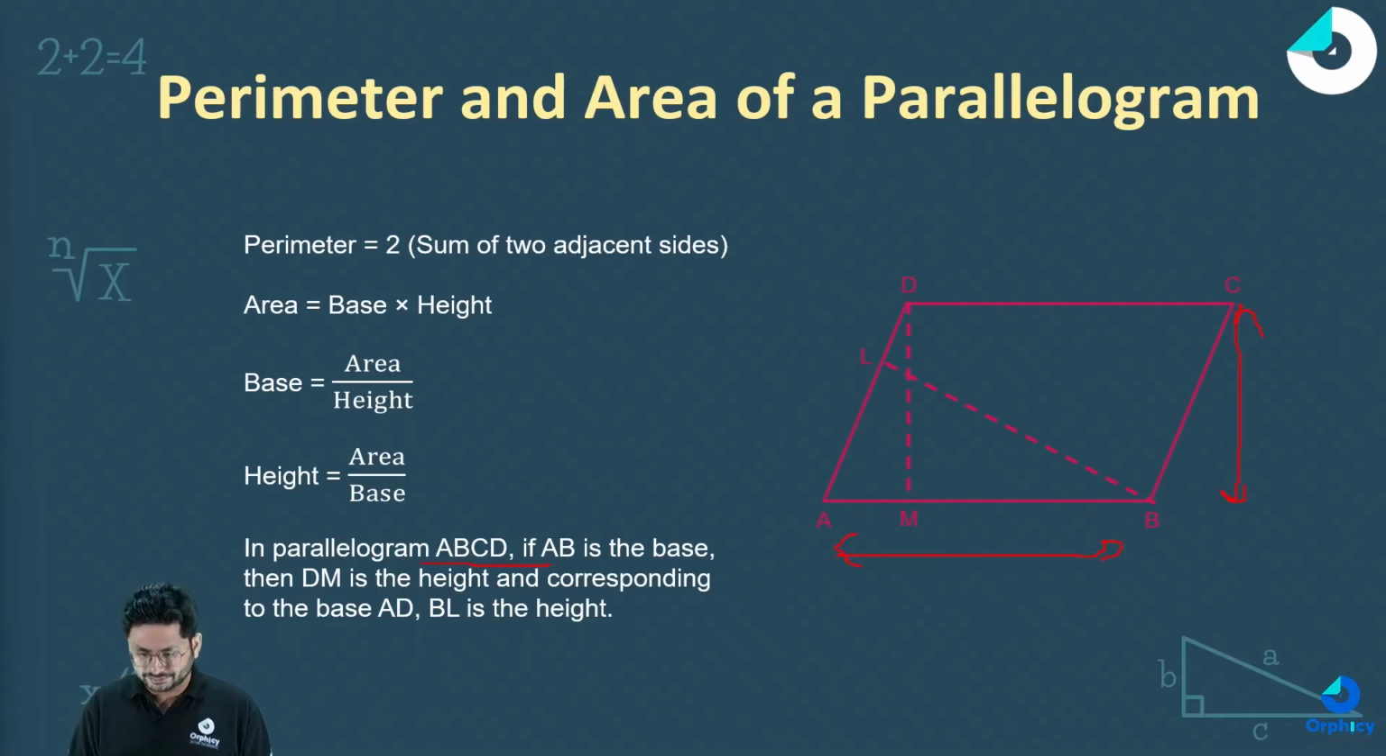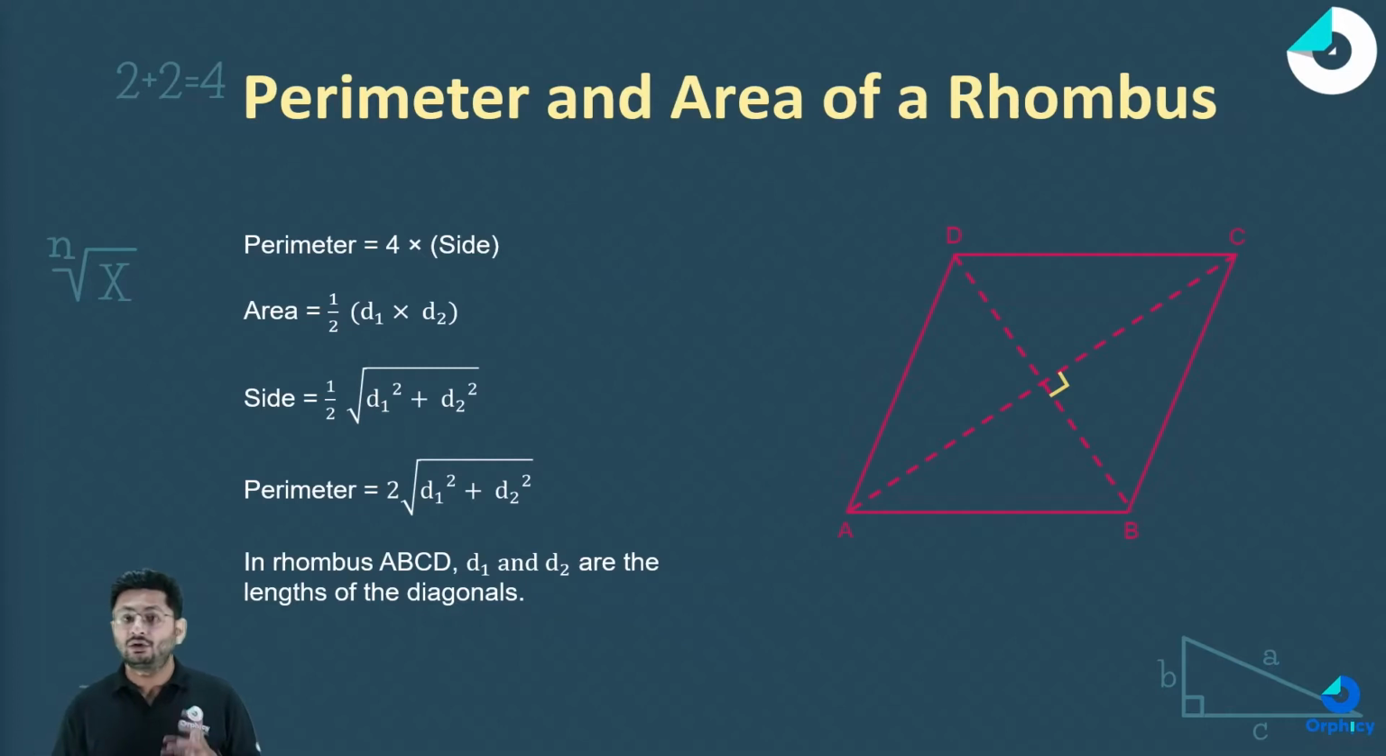Okay, great. Now if we talk about a rhombus, the area of a rhombus is calculated very simply: half d1 into d2, where d1 and d2 are the diagonals of the rhombus. For perimeter, obviously it will be 4 into side because all the sides are equal. And if we want to calculate the side, the area is half d1 d2, and the side is equal to half of the under root of d1 square plus d2 square. Perimeter is equal to side into 4, so perimeter is 2 into this entire thing.